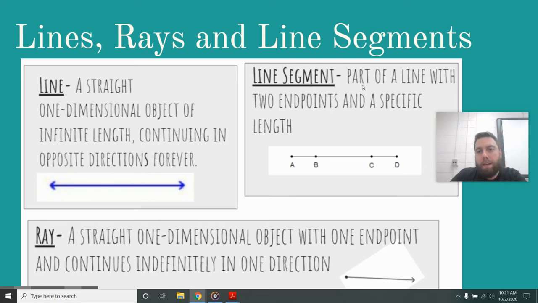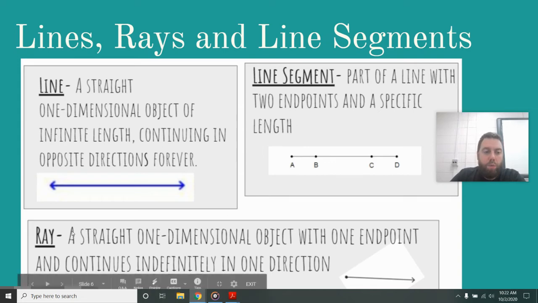Okay. Line segment: part of a line with two endpoints. Endpoints means it does not go on forever. It stops. You can see that right here. The arrows imply it goes on forever. The dot implies it stops.